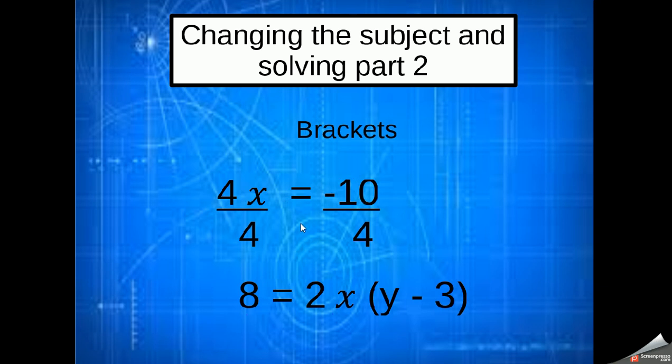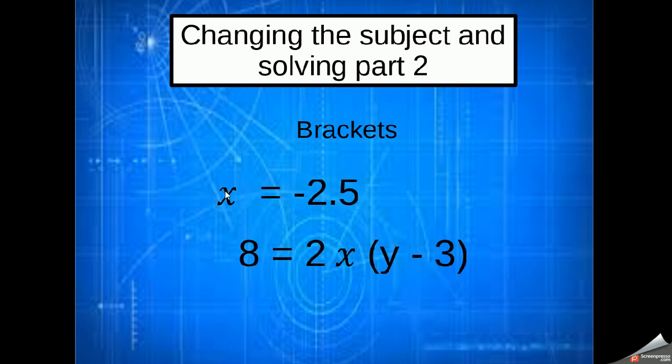And then, because we've got 4 lots of x on the left side, I want to cancel off that 4, so I divide it by 4. Multiplying x by 4, divided by 4, the two 4's cancel each other off. And we're left with x is equal to minus 10 divided by 4, or x is equal to minus 2.5. So let's go down the bottom then.